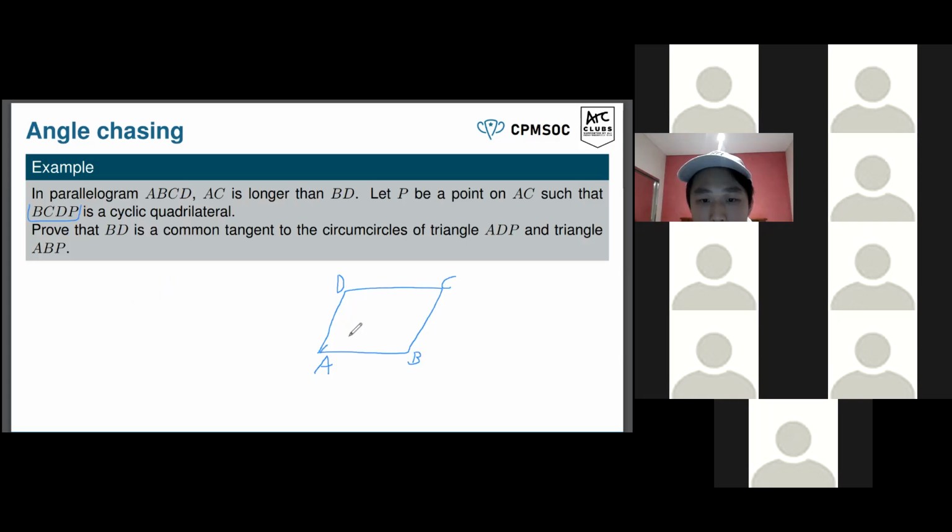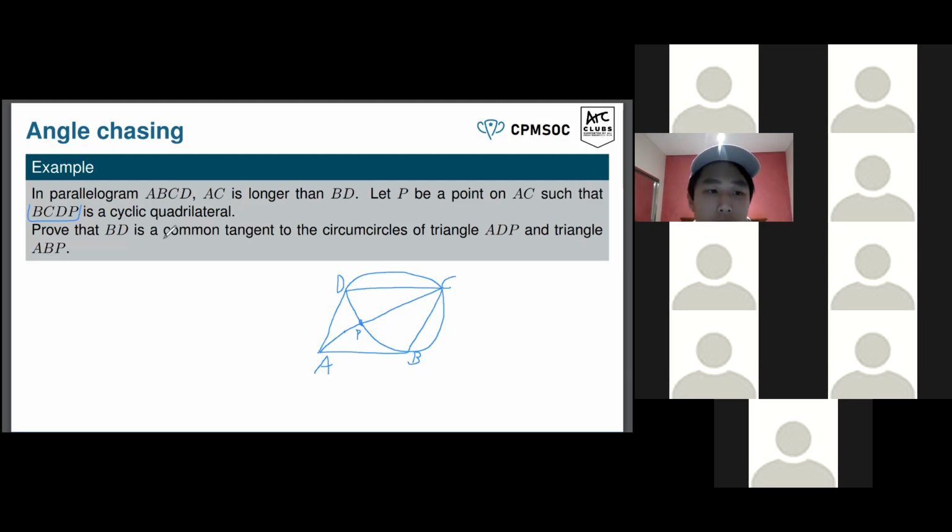So another very important thing to note is that for every 3 non-collinear points, there's only one circle which passes through all 3 points. So we can actually only draw one circle around points B, C, and D, which means that for our point P, that's a very bad drawing, but we'll have a diagram later on, there's only one P on this line.